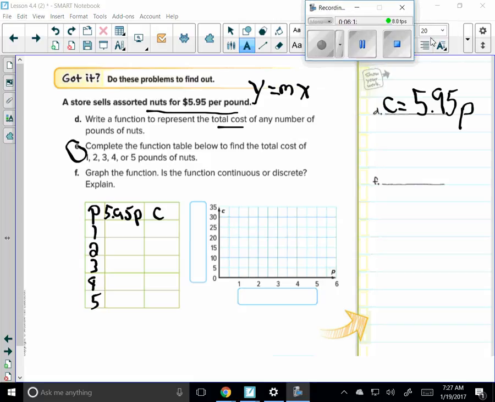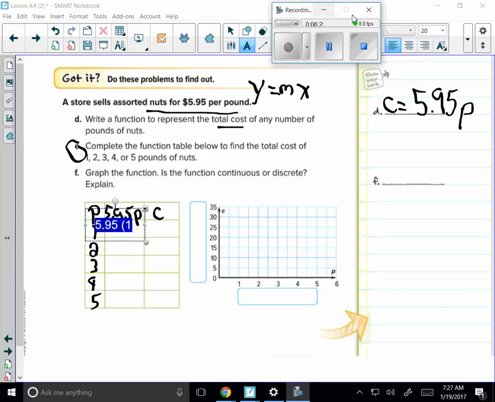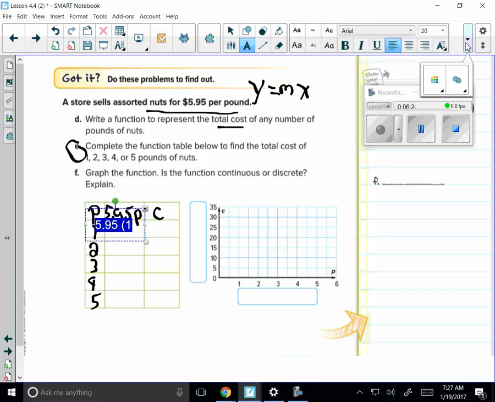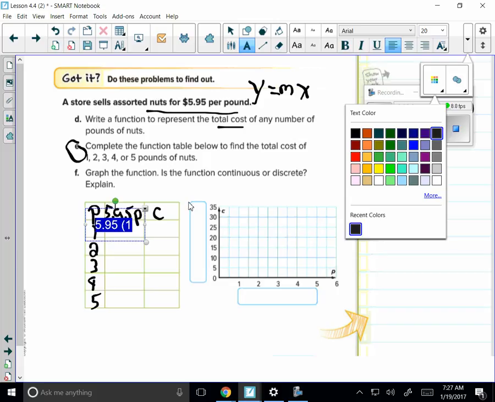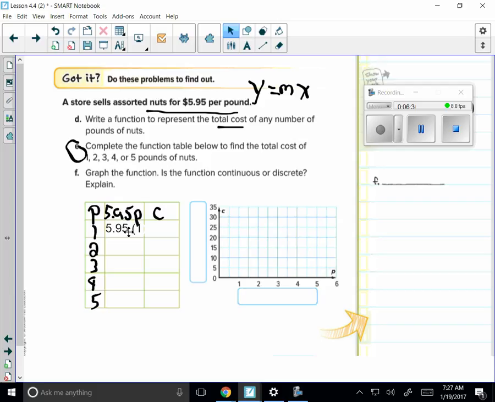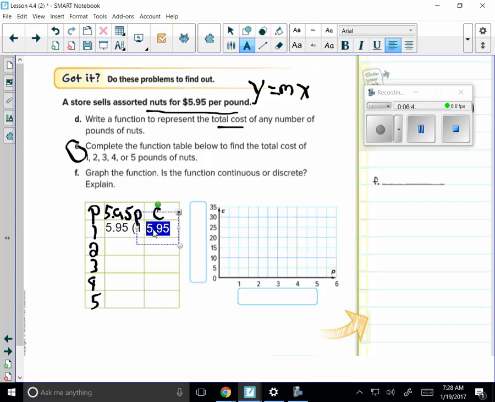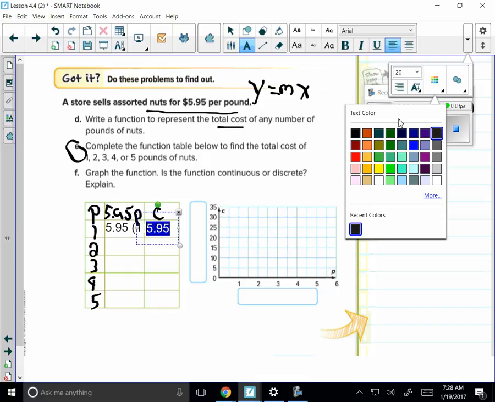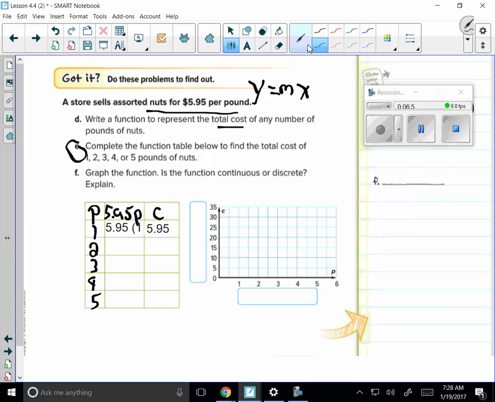And I'll type this out so we can see it easier. On the first one, it's 5.95 times 1. And we can write that like that. Since this is on our notes, if you'd like to be lazy and just write it in, or just do the arrow, that's fine too. All right, so the answer for this one is going to end up being 5.95. And like I said, we can do it the lazy way, that's fine.